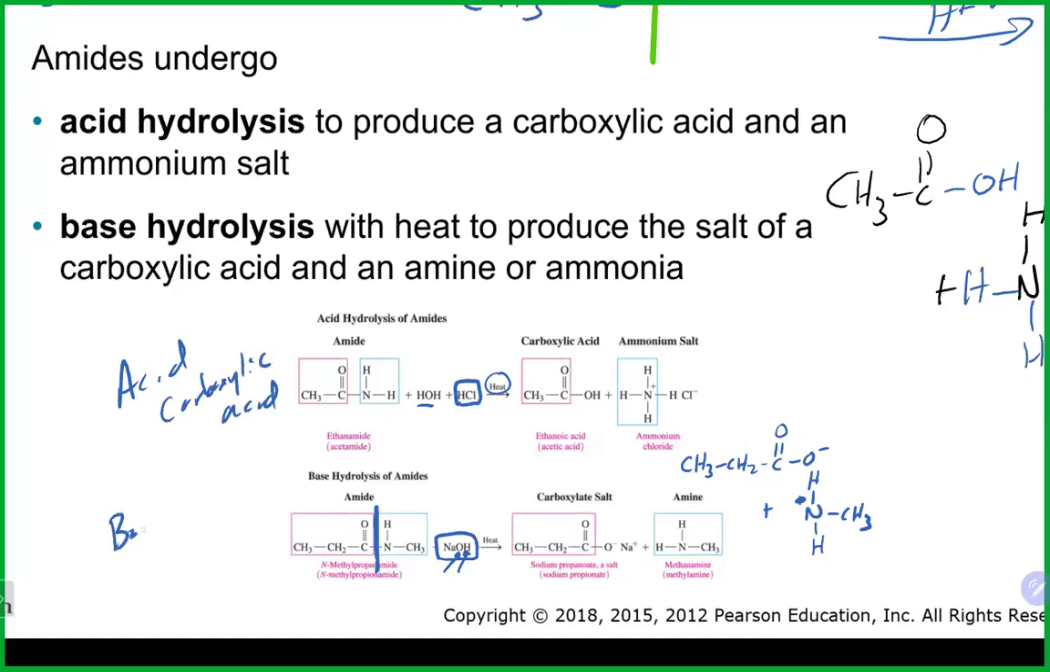And in the base one, we actually get the base back, which is the amine in this case, right? Amine is very much like a weak base. So base one, we get the base back. Acid one, we get the carboxylic acid back, completed. And then we basically get salt on the other one. So the leftover pieces is basically what we get. Any questions on that there?